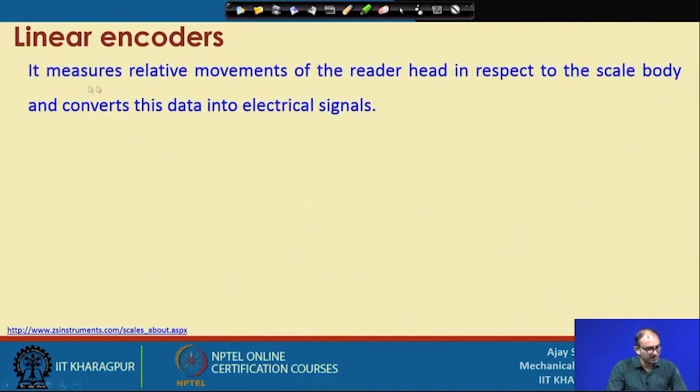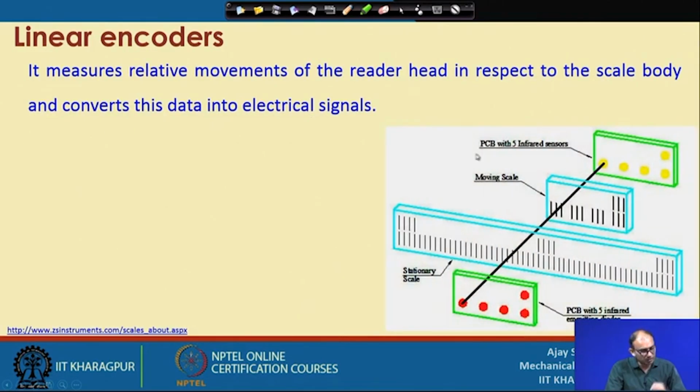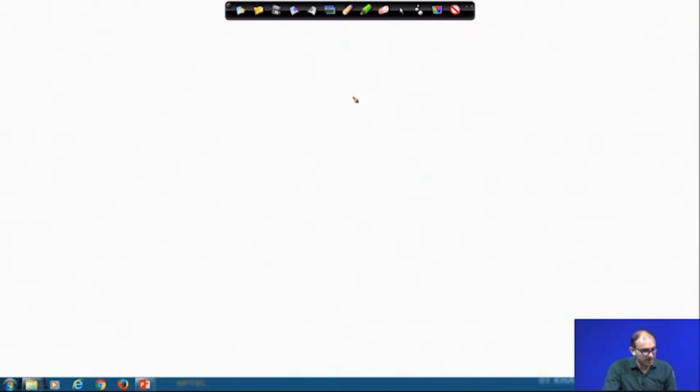So, how it works is that it measures the relative motion between the reader head with respect to the scale body and converts this data into an electrical signal. This is similar to what we have seen in the rotary encoder, the only difference is that now everything is flattened out, not in the rotational form. So, again same thing: you have a source here which passes light through these glass scales. In the earlier case it was in a circular pattern, but now it is in a linear pattern. Then this is the moving scale with respect to that, and this is the infrared sensor where it receives the signal. So, here also we are talking about the incremental type, so every time it will give you a signal.